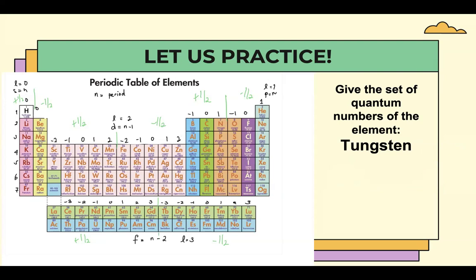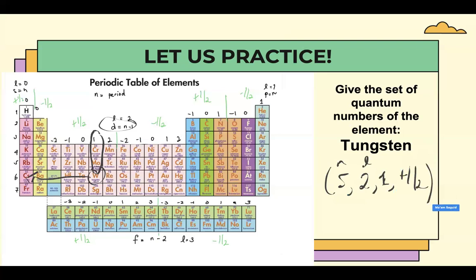So let's say we have tungsten over here. It's on the D block. So again, we have to do n-1 to get the letter N. So our letter N here is 6 minus 1. So that's 5. And then since it's on the D block, the letter L is 2. And then the M sub S is whatever corresponds to it, that's 1. And then it's positive 1/2. So as simple as that.